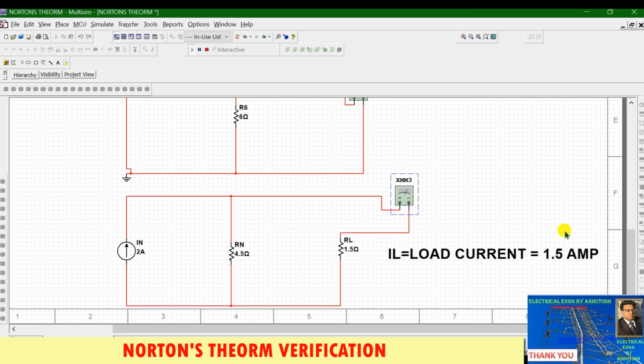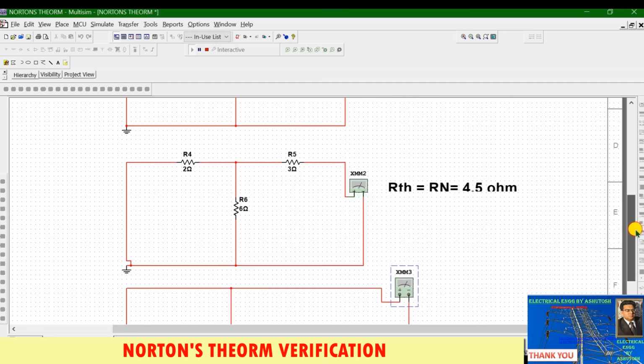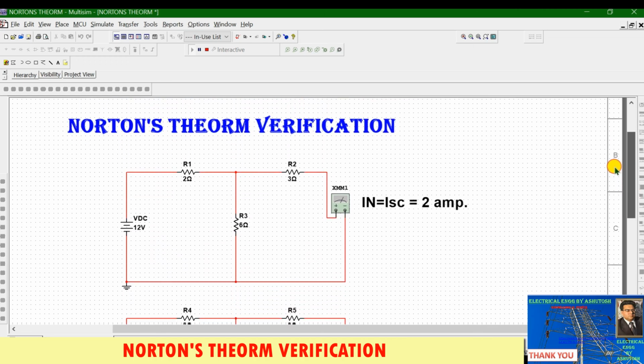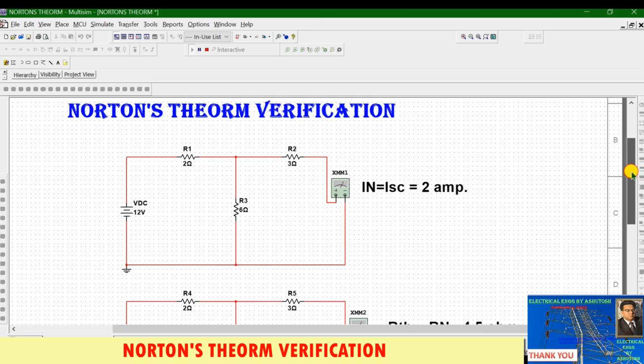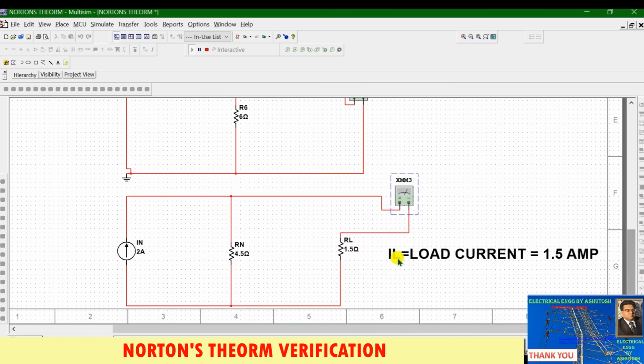So guys, you can also draw and construct the circuit of Norton's theorem using Multisim software and verify Norton's theorem. So that's it.